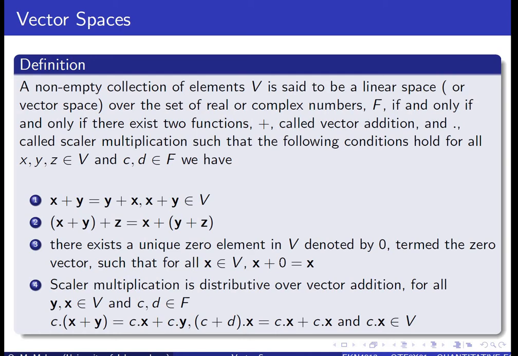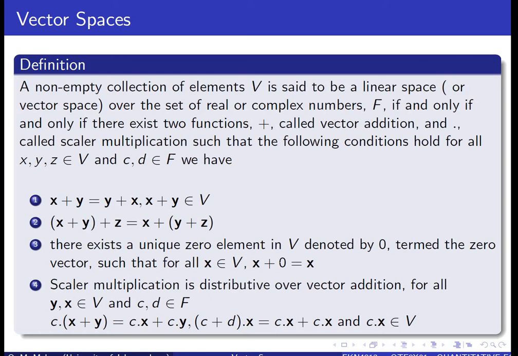If we have two vectors, x plus y will just be the same as y plus x, right? Adding x plus y and then z is the same as adding x to y plus z. And there exists a unique zero element in V denoted by 0, termed the zero vector, such that for all x an element of V, x plus 0 is equal to x.